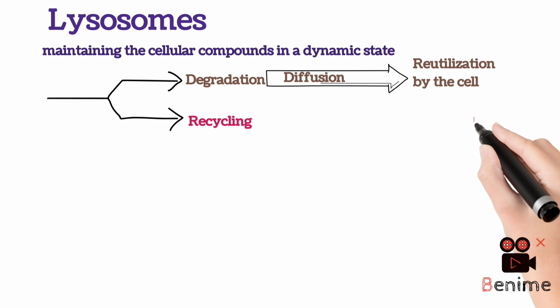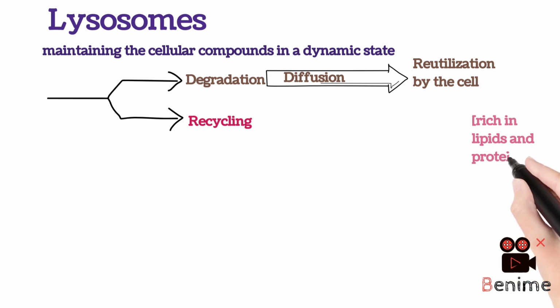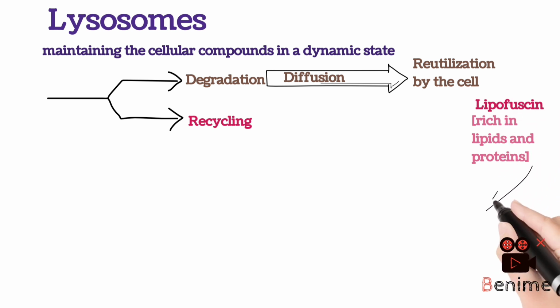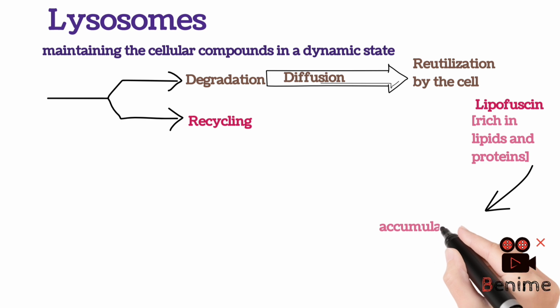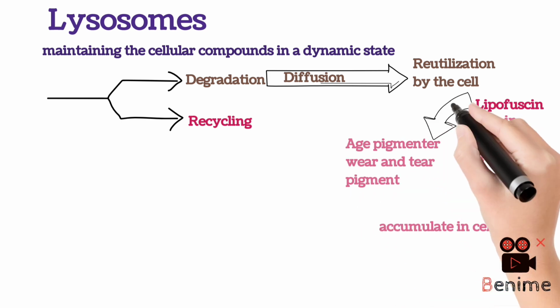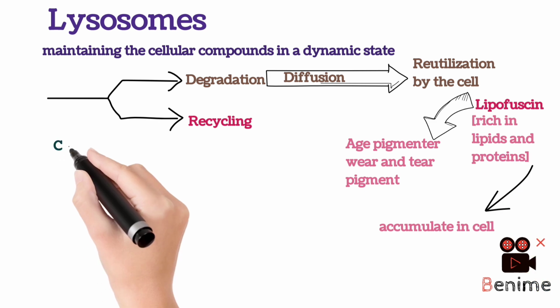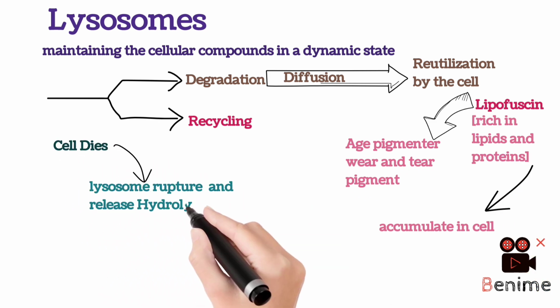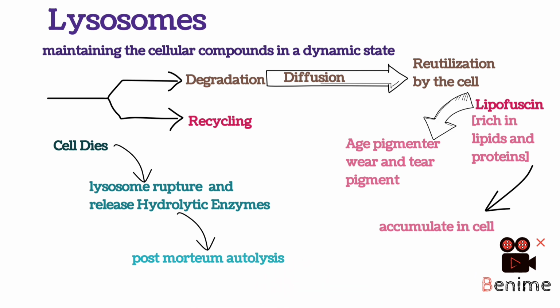Sometimes, however, certain residual products, rich in lipids and proteins, collectively known as lipofuscin, accumulate in the cell. Lipofuscin is the age pigment or wear and tear pigment, which has been implicated in the aging process. As the cell dies, the lysosomes rupture and release hydrolytic enzymes that result in post-mortem autolysis.